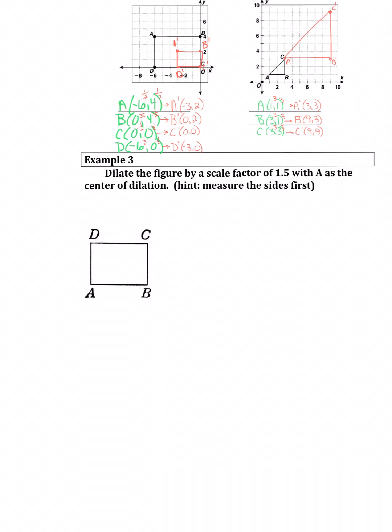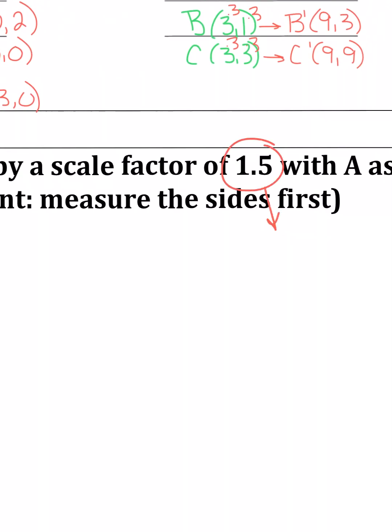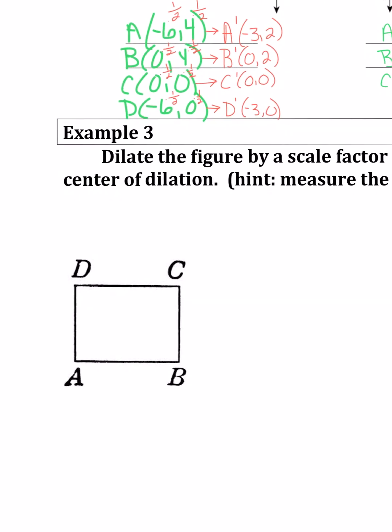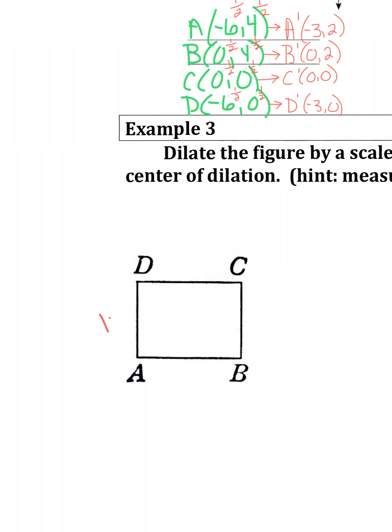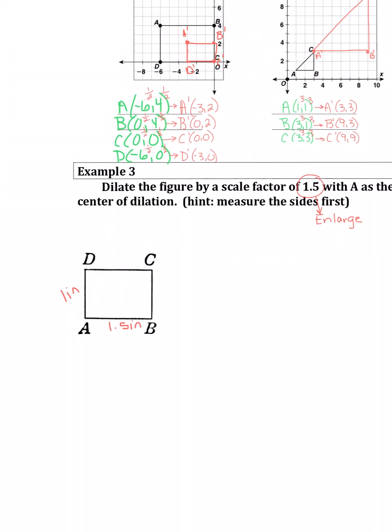I also want to point out from the start that because this was a scale factor of 1.5, it's going to enlarge. Because remember, anything bigger than 1 will enlarge the figure, since it's a value larger than 1 that we're multiplying by. So I pre-measured these sides, and AD is approximately an inch, and AB is approximately 1.5 inches. So it's a little different how we're going to do this one. We know in a rectangle, the opposite sides are the same. So we know that if AB is 1.5, so is DC. That's a little bit helpful. We know if AD is 1 inch, so is BC.